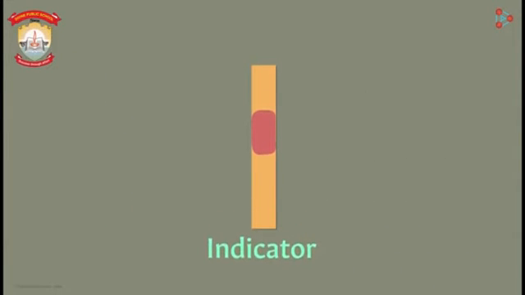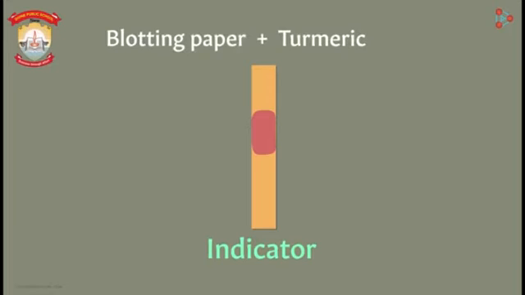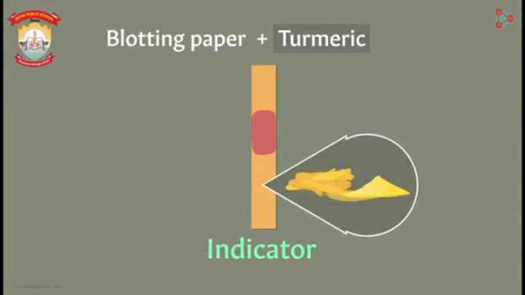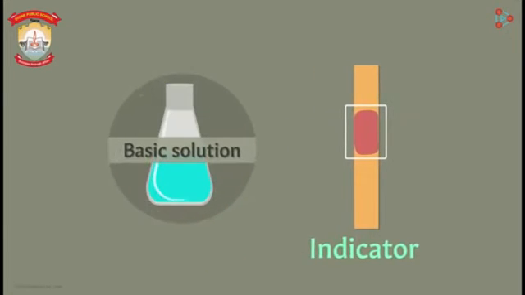Yes, it is. And what is it made up of? It's simply a blotting paper with turmeric applied to it. Turmeric? Yes, it is the same turmeric used in the kitchen. Turmeric is an excellent indicator to detect the acidic or basic nature of solutions. In this case, the paper turned red when the solution was poured onto it. So, what did our indicator tell us? It clearly indicated that the solution was basic.